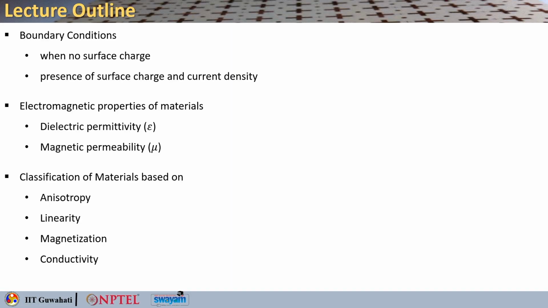So here is the lecture outline. We will look into the boundary conditions in the two cases: when no surface charge is present, and then when there is presence of surface charges and current densities. We will then look into the electromagnetic properties of materials, namely dielectric permittivity and magnetic permeability, that is epsilon and mu, and then we will do the classification of materials based on anisotropy, linearity, magnetization and conductivity.